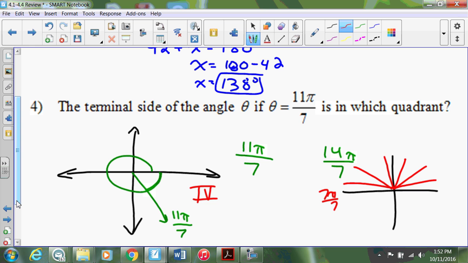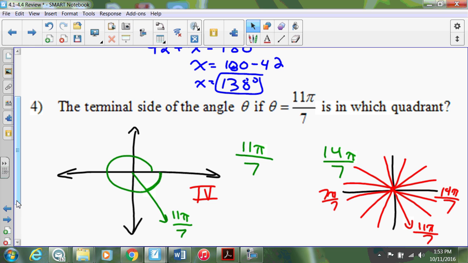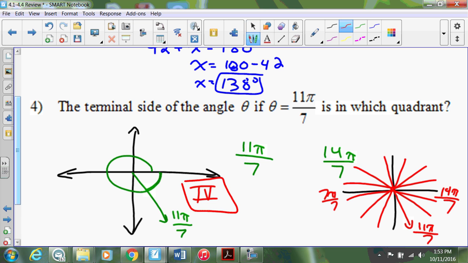So we could do the same thing if we wanted to keep going all the way to 14 pi over 7. We could say that we've got 8 pi over 7, 9 pi over 7, 10 pi over 7, 11 pi over 7, 12 pi over 7, 13 pi over 7, and 14 pi over 7. So if we're looking for where 11 pi over 7 is, it's right here. So that was just another way to think about it. Choose your way. You could even probably come up with a third way to do it, but ultimately it is in the fourth quadrant.